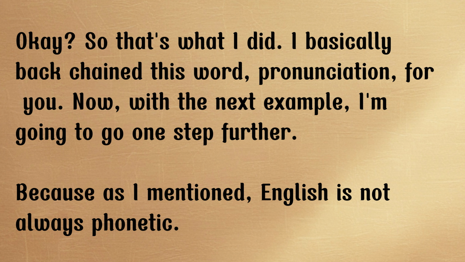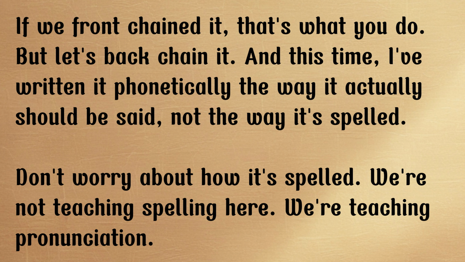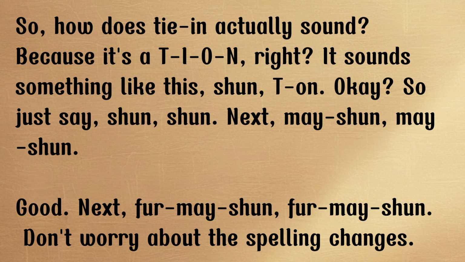Now, with the next example, I'm going to go 1 step further because, as I mentioned, English is not always phonetic. So what if we back-chained, plus we wrote it in a way that actually is what you're supposed to say? So let's do that. Here's this word: information. Four syllables. If we front-chained it, that's what you do. But let's back-chain it. And this time, I've written it phonetically, the way it actually should be said, not the way it's spelled. Don't worry about how it's spelled. We're not teaching spelling here. We're teaching pronunciation.